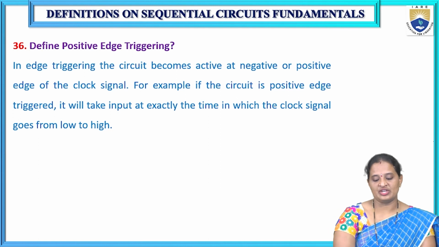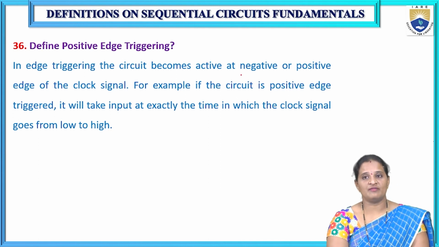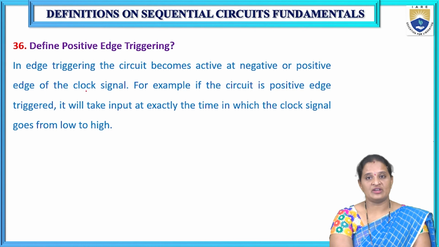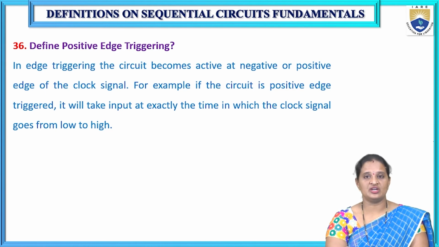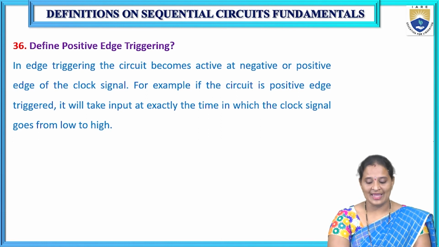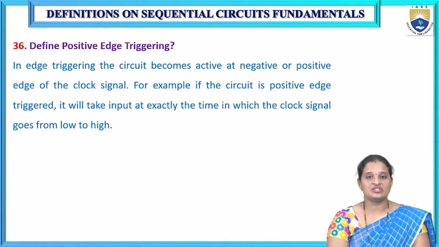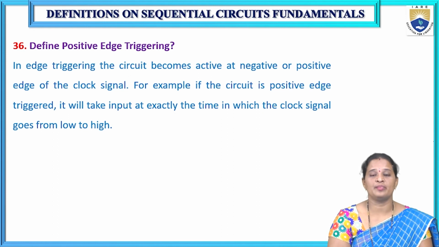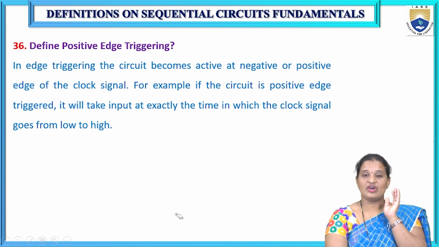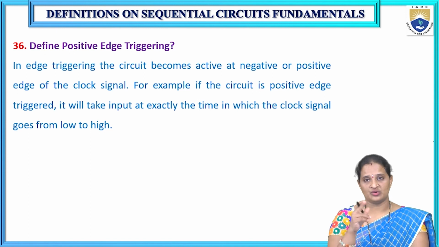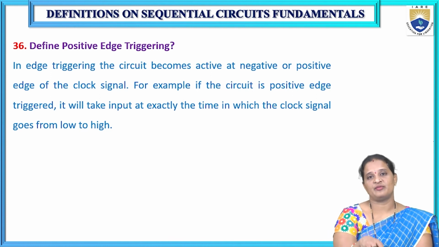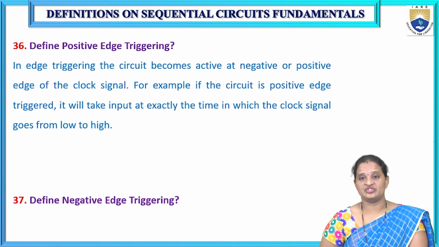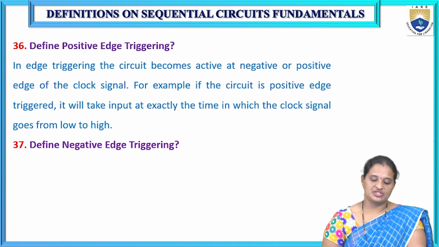In edge triggering, the circuit becomes active at the negative or positive edge of the clock signal. For example, if the circuit is positive edge triggered, it will take input exactly at the time in which the clock signal goes from low to high. That means when there is a change in the clock signal from 0 to high, if there is any change in the input signal, the flip-flop changes its state, and such type of triggering is called positive edge triggering. What do you mean by negative edge triggering?